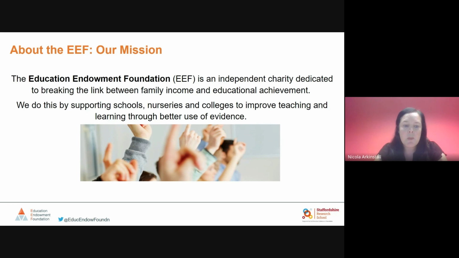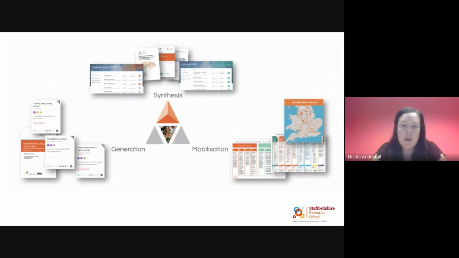We do this by supporting schools, nurseries and colleges to improve teaching and learning through better use of research and evidence. We do events like this, lots of different CPD, partnerships, podcasts, blogs, and TikTok, to get that message out there about what the research is telling us are the best bets to really make a difference in our schools. In terms of the EEF, there are 3 branches. We generate research by doing trials, and if you go to the EEF website, you can put your school's postcode in and it will tell you which trials are recruiting. That gives you the opportunity to access really high quality professional development and programs at a reduced or free cost to schools.